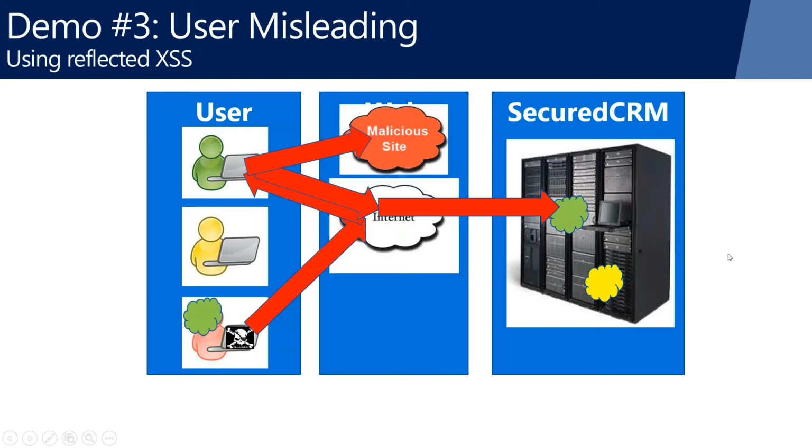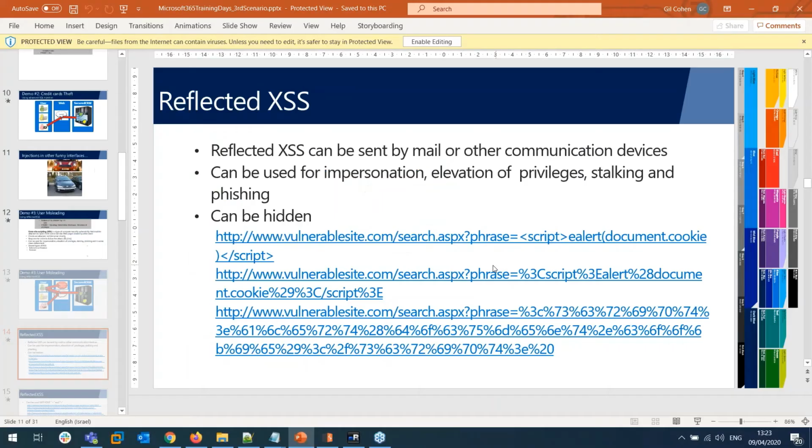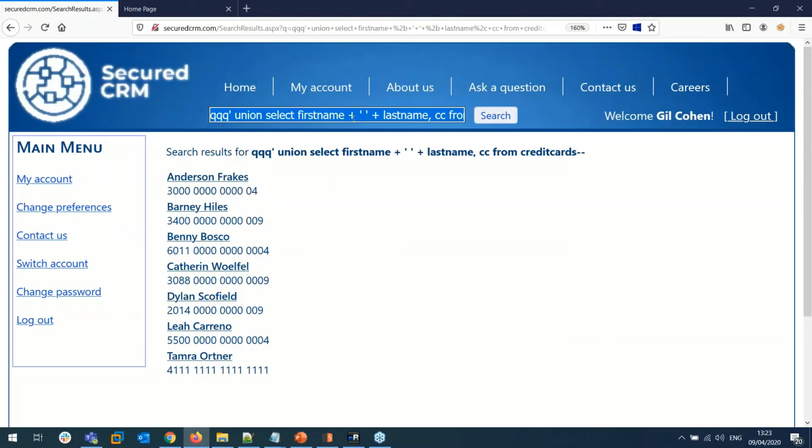I can open a malicious website, for example, in an iframe. So let's see it live. Let's go back to secured CRM. The first condition for reflected XSS is that any input would be reflected back as part of the output.